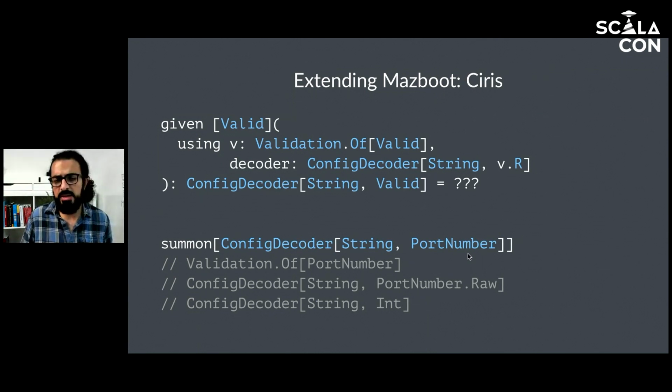The way I've defined it, first step, I ask the compiler, okay, tell me what is the raw type of valid.